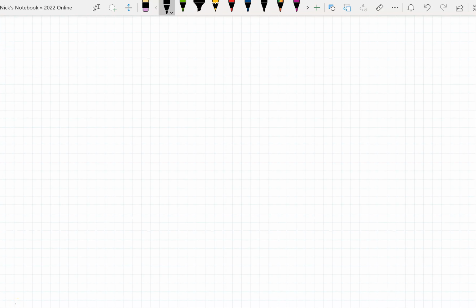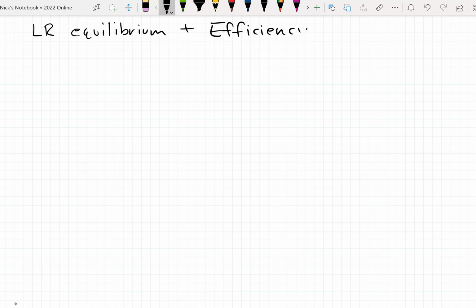All right. So in this video, we're going to look at the long run equilibrium and efficiency. And we have two types of efficiency, and we're going to show both of them in these graphs. Okay. So let's first show our graphs.